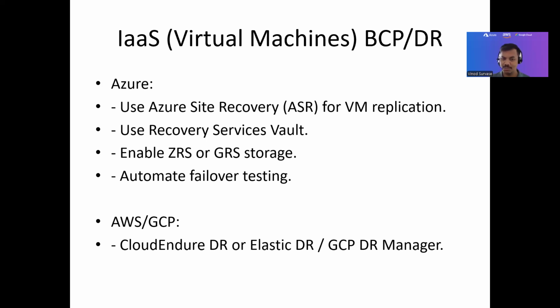Similarly, for AWS and GCP, CloudEndure DR or Elastic DR for AWS, and GCP DR for Google Cloud, right? So these are the services which would be utilized, and those can be brought in by using BCPDR strategies for us to implement. Now there are different services and different capabilities in each cloud that can be implemented with BCPDR. And I have put a few of them over here so that you can understand it with the examples, right? But definitely there are many more to go ahead and do that.